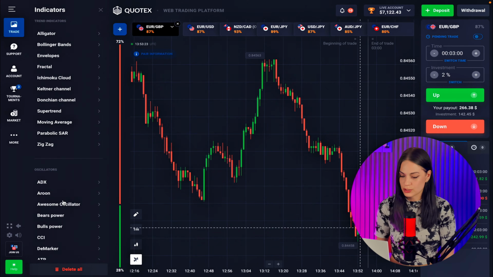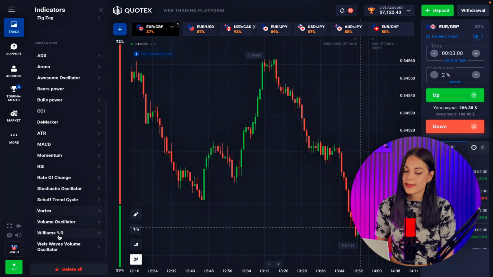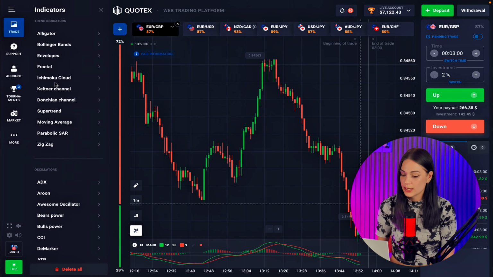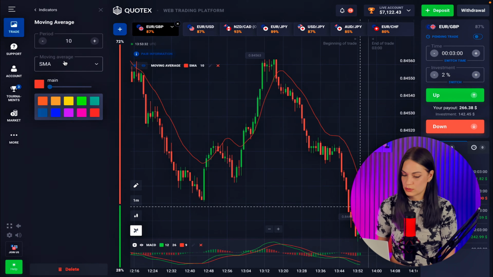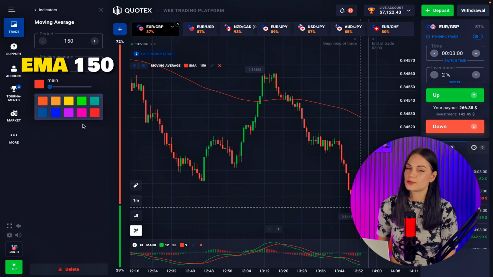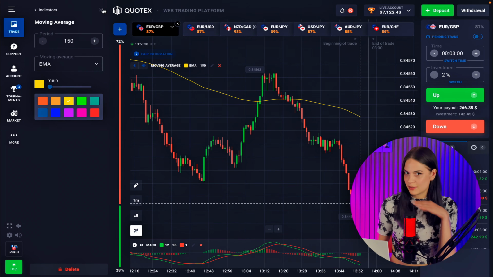Alright, so now as an example, let's see how we're going to use this strategy using MACD and moving averages. So opening indicators, adding MACD, we're not changing any settings here, all of them are standard. And the exponential moving average, of course we're choosing EMA, and the period is going to be 150, and the yellow color, my favorite.